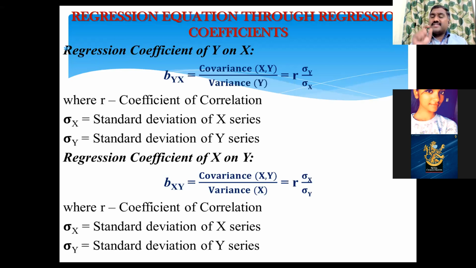Or sometimes they will give the standard deviation of one variable, and they will give the r value and the coefficient. In that case also we can find it out. That's not an issue. Everyone copied? Shall I move on to the next slide?